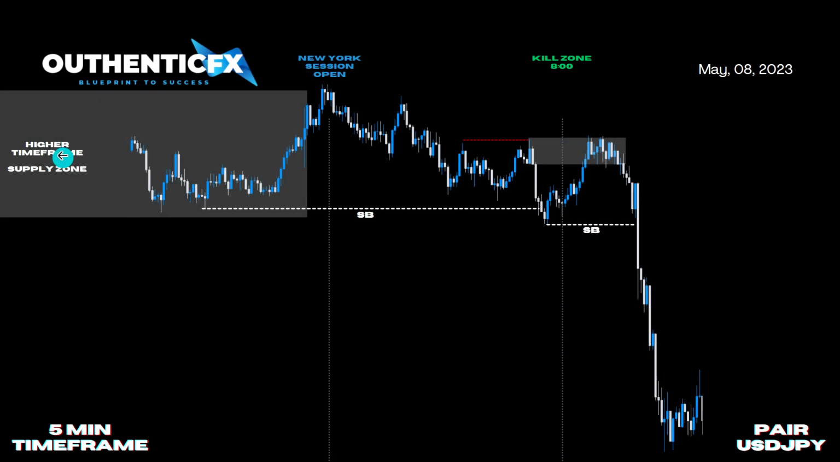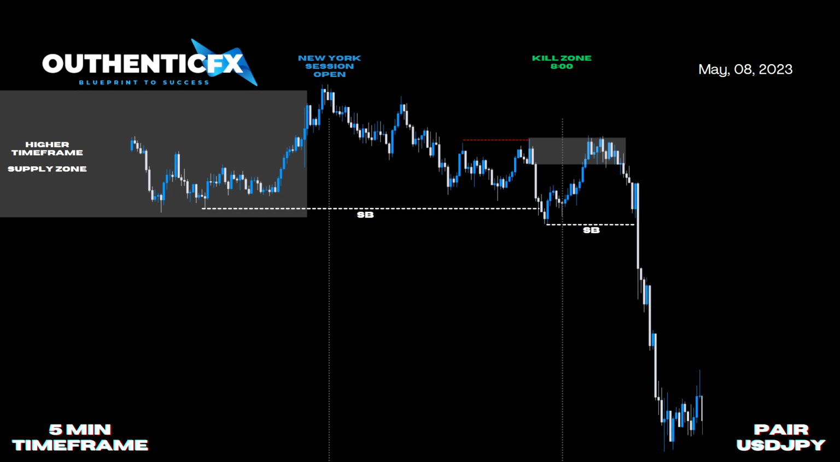So what we're going to do now is the following. Let's get into it. We're going to mark up our higher time frame supply zone, which is here. We can clearly see the price is in this zone, and we have created a high at our New York session open. All we're going to do is mark up that high and that low, and wait for a sub break of structure, which we can clearly see. What confirms the break of structure, guys? A candle body, not a wick. A full body candle break, right?